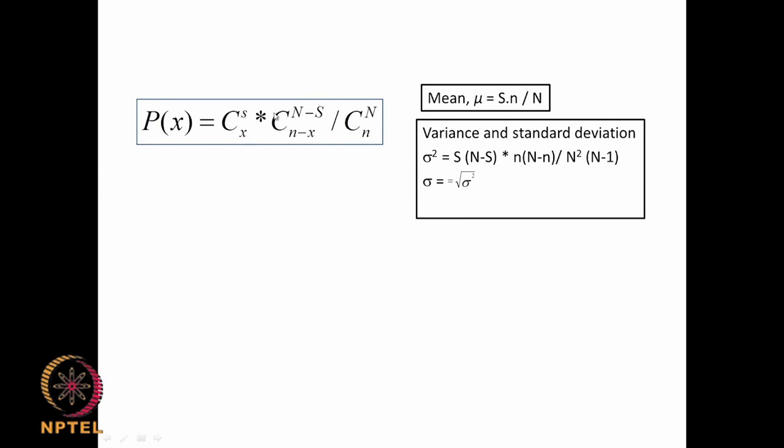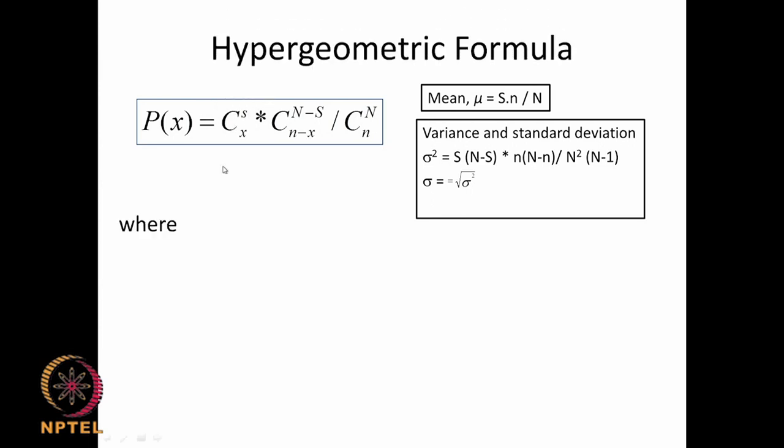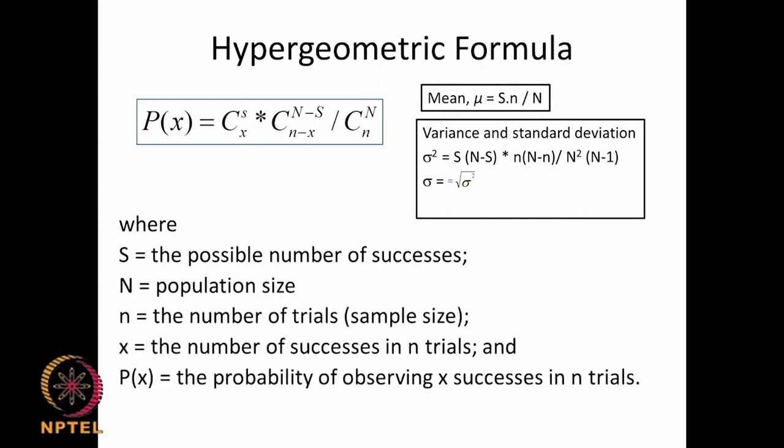C(S,x) C(N minus S, n minus x) divided by C(N,n), where capital N is your population size, small n is your sample size, and S is the event supposed to have happened. x is the number of successes in n trials. When I take a sample of size small n, then my x is the number of successes, whereas in the population of capital N, capital S gives you the possible number of successes.